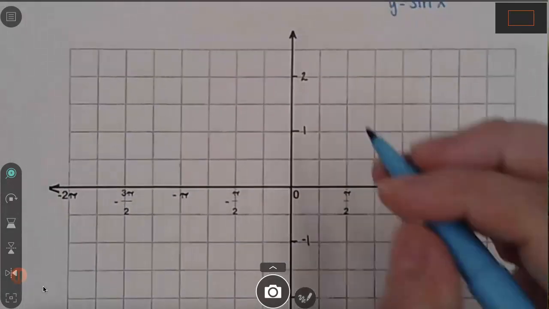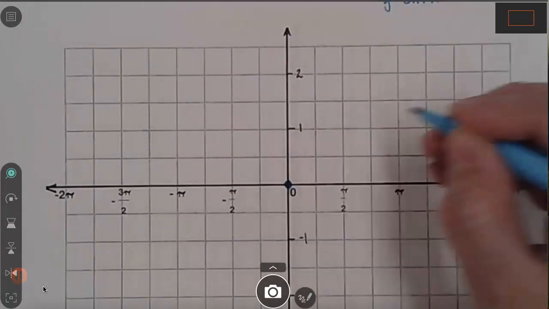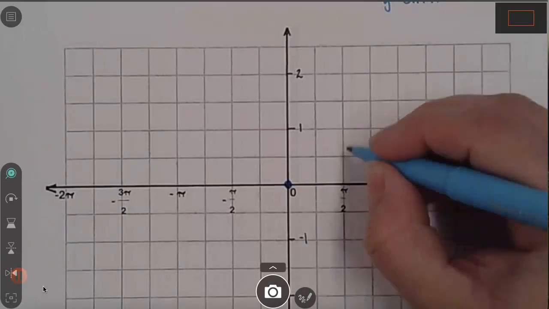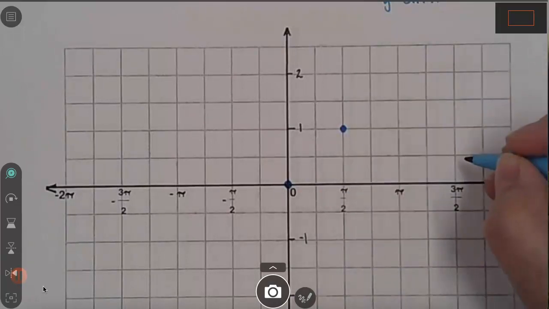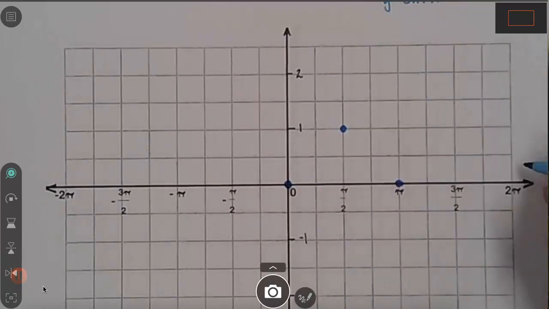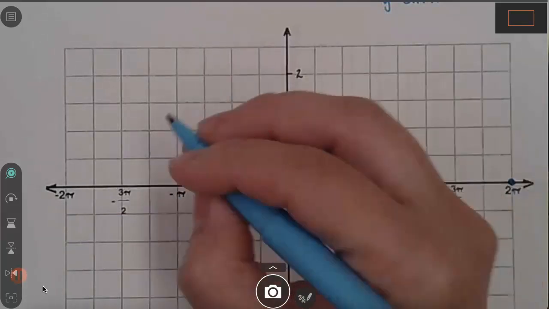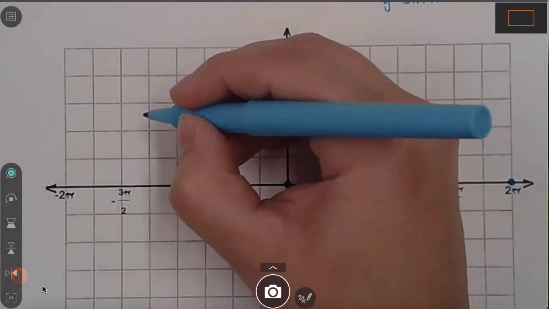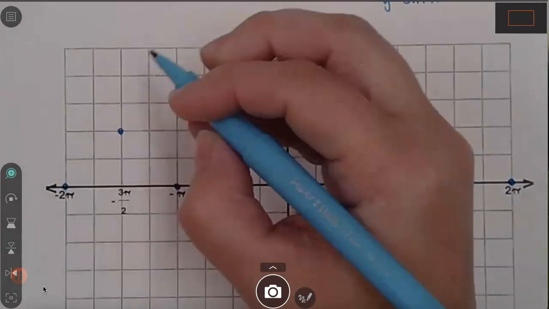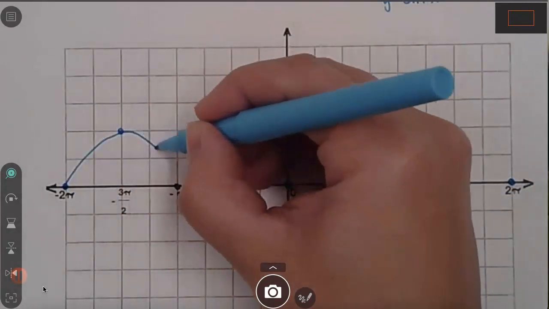So once again, sine of 0 is 0. Sine of pi over 2 we said is 1. Sine of pi, 0. Sine of 3 pi over 2, negative 1. And 2 pi is like that. And the other side of the graph just reflects the first one. And we get this wave.